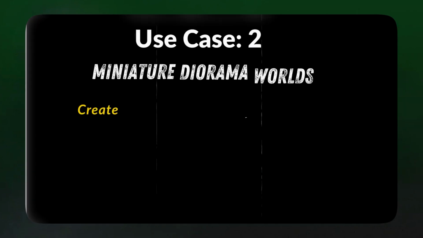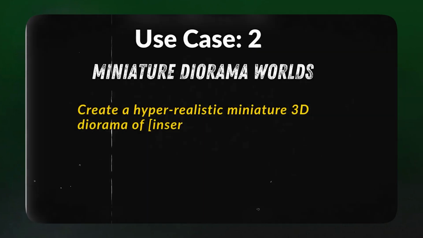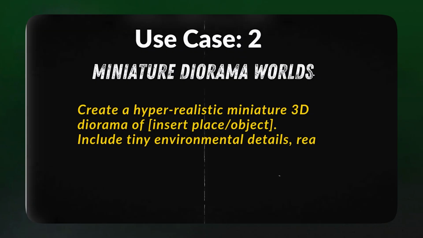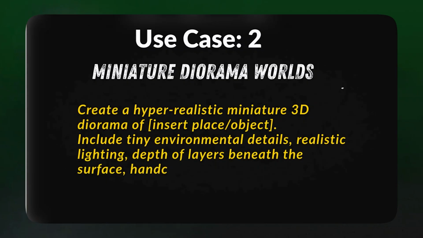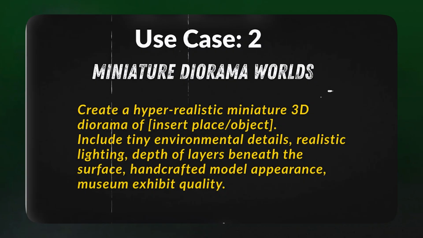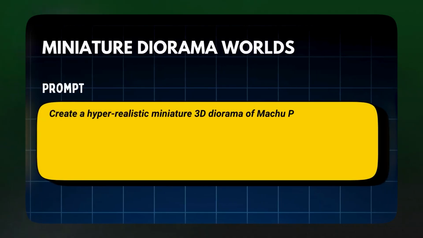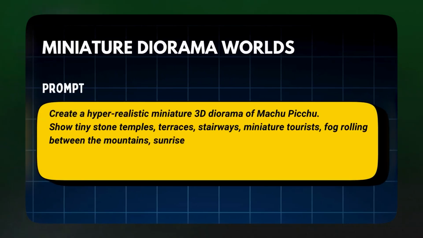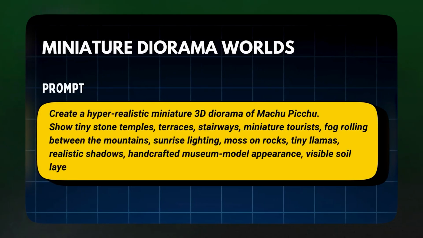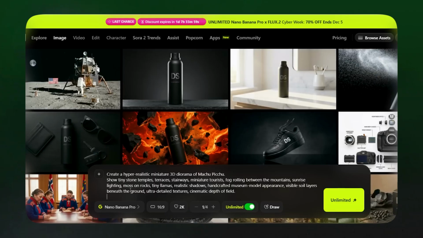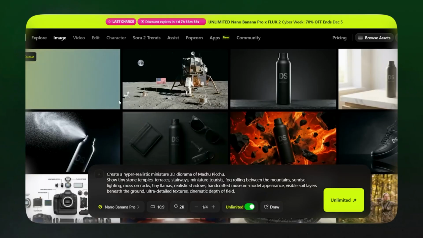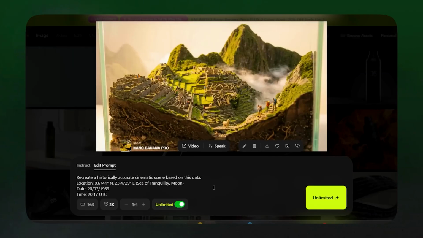Use case 2. Hyper-realistic miniature diorama worlds. Nano Banana Pro turns entire cities and landmarks into tiny collectible scale worlds. These look like handcrafted museum models. Let me show you. Create a hyper-realistic miniature 3D diorama of Machu Picchu. Now watch carefully. This is not just shrinking the landmark. Nano Banana Pro rebuilds the entire environment at miniature scale.